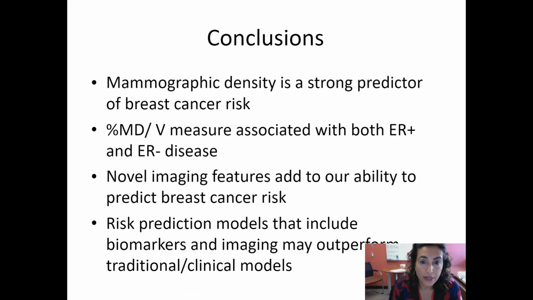So to conclude the mammographic density section, mammographic density is a strong predictor of breast cancer. I didn't get time to talk about it today, but other imaging features that we've identified are associated with both ER positive and ER negative disease. Some of our other work is addressing these novel imaging features, and they really do increase our ability to predict breast cancer risk. So I think we will be moving to risk prediction models that include more than just traditional questionnaire-based factors, incorporating biomarkers and imaging. I think that really is the future.